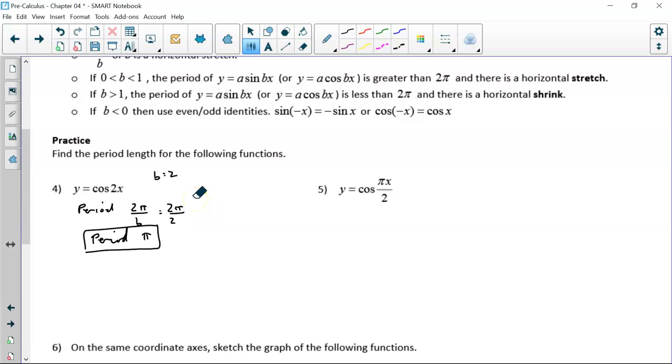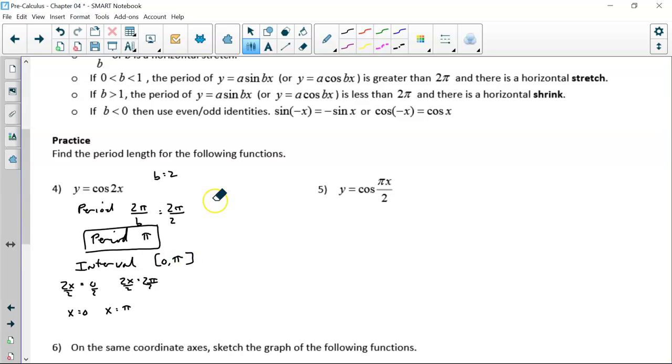That's our period. So now our interval, our start and stop for one period. What you can do is set 2x equal to 0 and 2x equal to 2 pi. That'll help us find our starting and stopping points for one period. Divide both sides by 2, so x equals 0 and x equals pi. That's our interval. So our interval goes from 0 to pi. And you can see that's the length of one period.